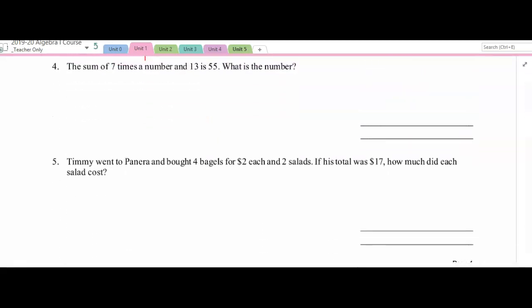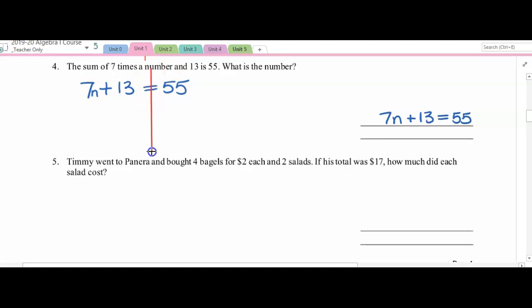The sum means addition, of 7 times a number and 13 means equals 55. 7n plus 13 is 55. Now we have to solve by subtracting 13 and dividing by 7. n equals 6.